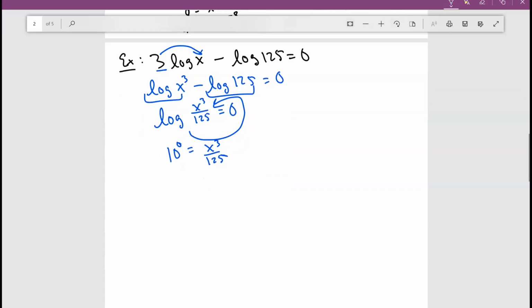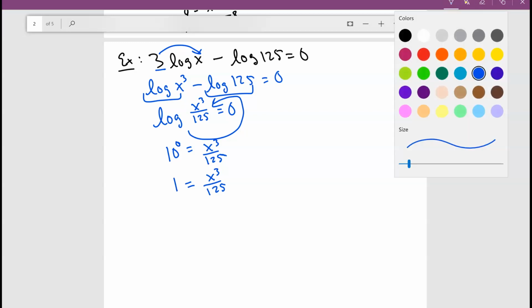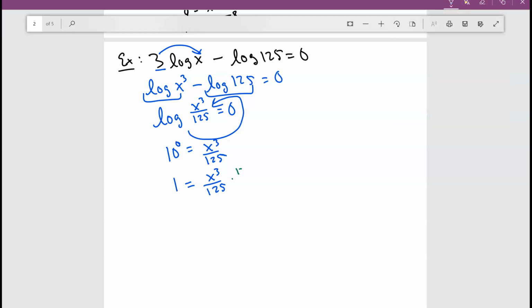Okay, 10 to the 0 equals 1. X cubed over 125. Then what I can do to solve this, I can multiply both sides by 125. This one will cancel here. So I'm left with x cubed is equal to 125.